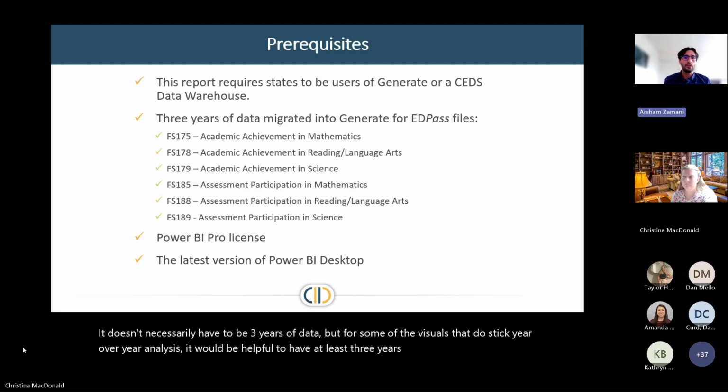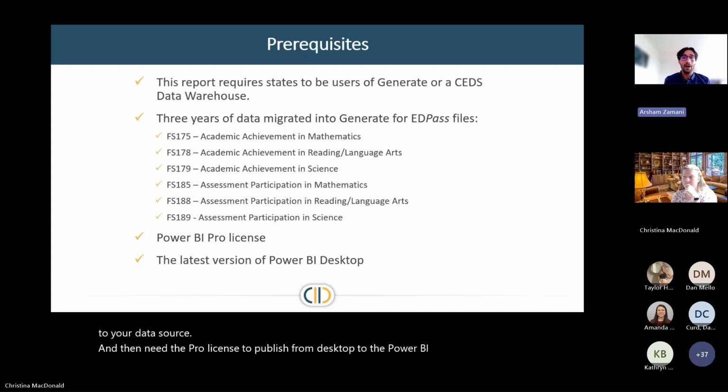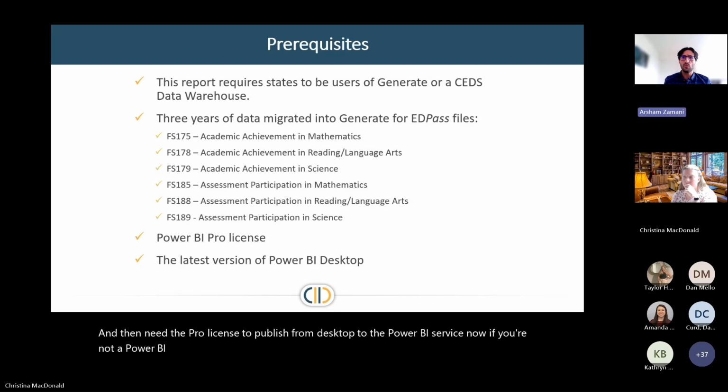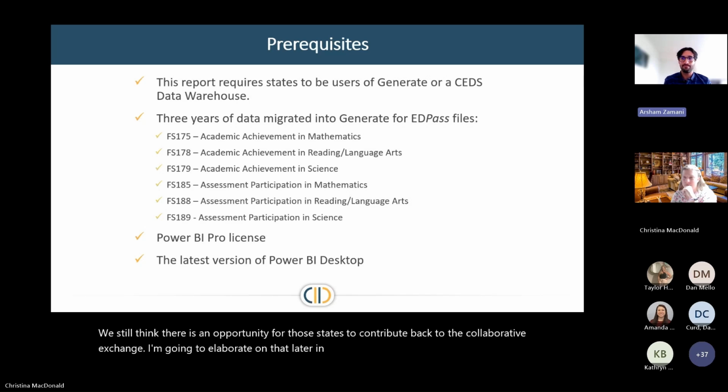And as for the EDPAS files, you're going to need the academic achievement and assessment participation files for math, reading language arts, and science. And then finally, you're going to need the latest version of Power BI Desktop, which is free, and a Power BI Pro license. So you need Desktop to connect to your data source, and then you need the Pro license to publish from Desktop to the Power BI service. Now, if you're not a Power BI state, we still think there's an opportunity for those states to contribute back to the collaborative exchange. I'm going to elaborate on that later in this presentation.